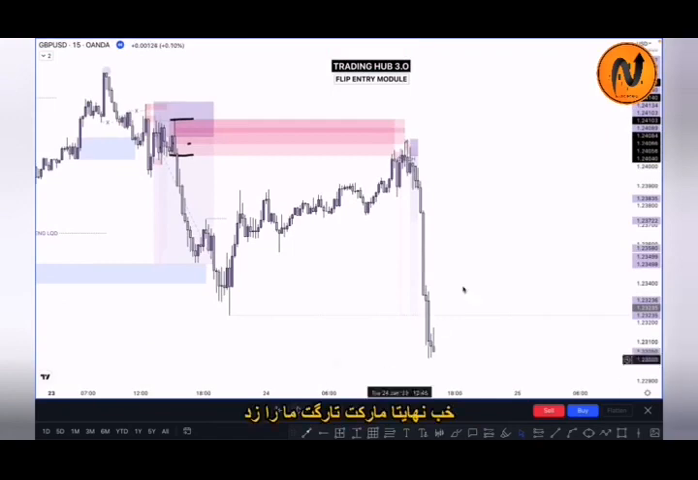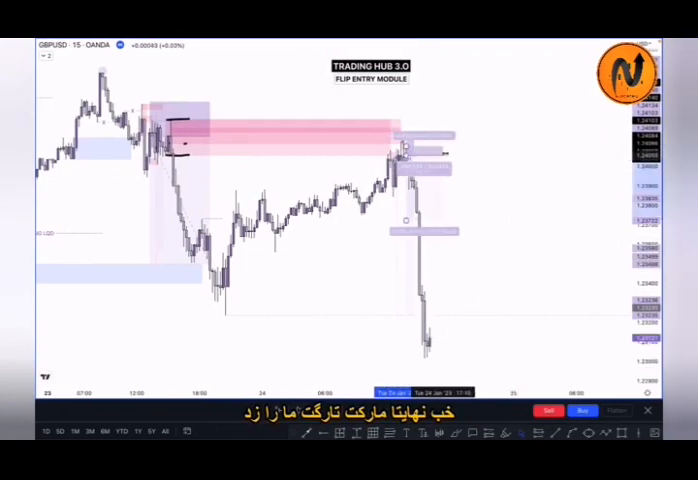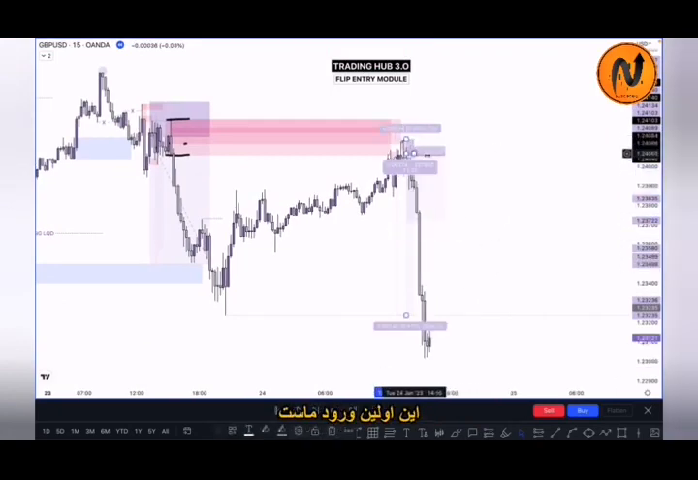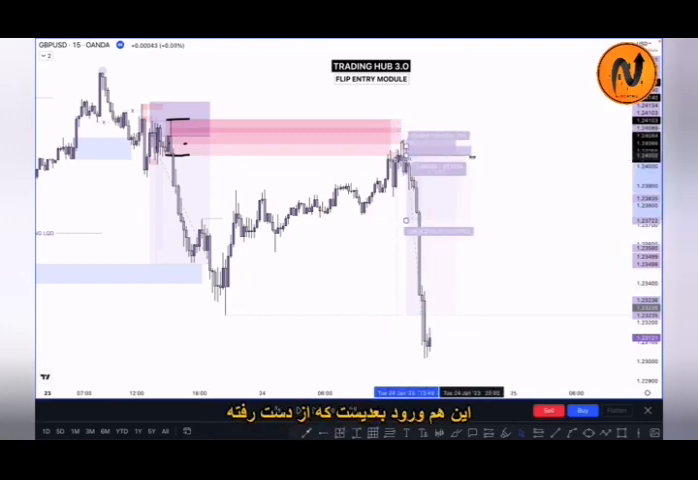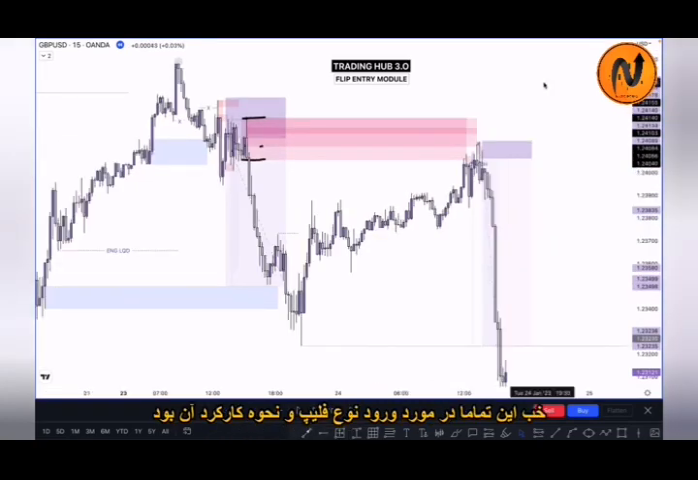All right, so finally the market hit our target point, and this one is our first entry, this one. Okay, this is our 11 hour, and the next entry is here, which we missed, and the next entry we missed here. So this is all about the flip entry model, how the flip entry model works. When demand converts into supply, then you can sell.